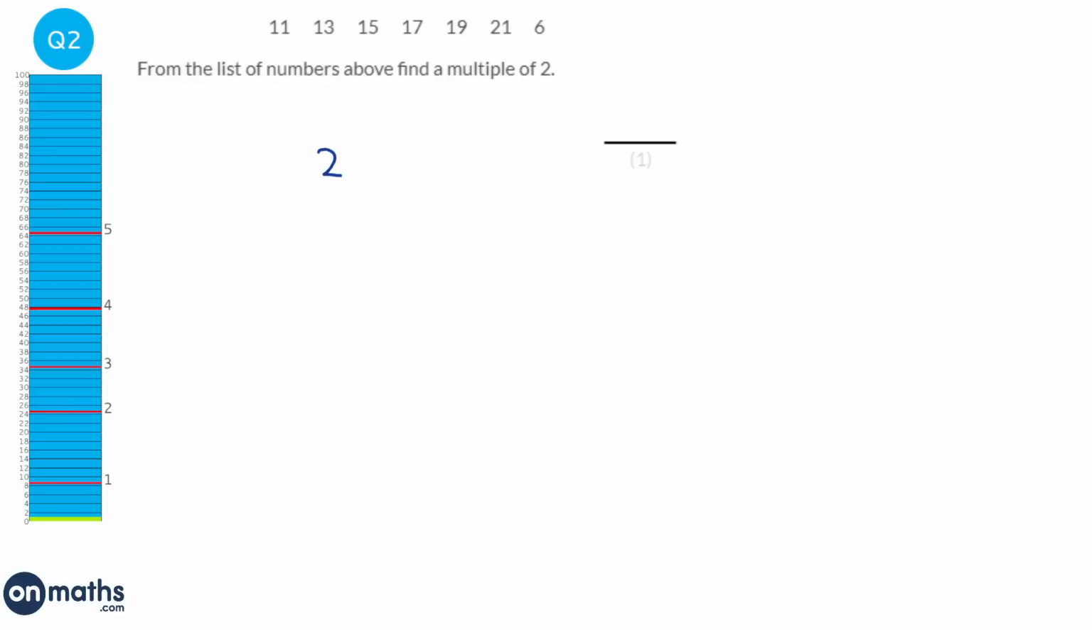Multiples are times tables, so the multiples of 2 are the times table of 2. So 2, 4, 6, 8, 10, 12, etc, etc. So the only number in this list that is in the 2 times table is the 6.